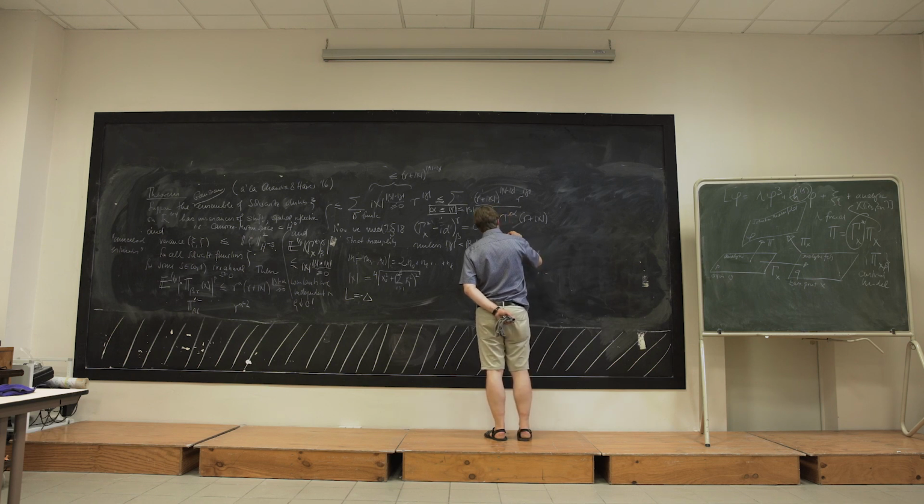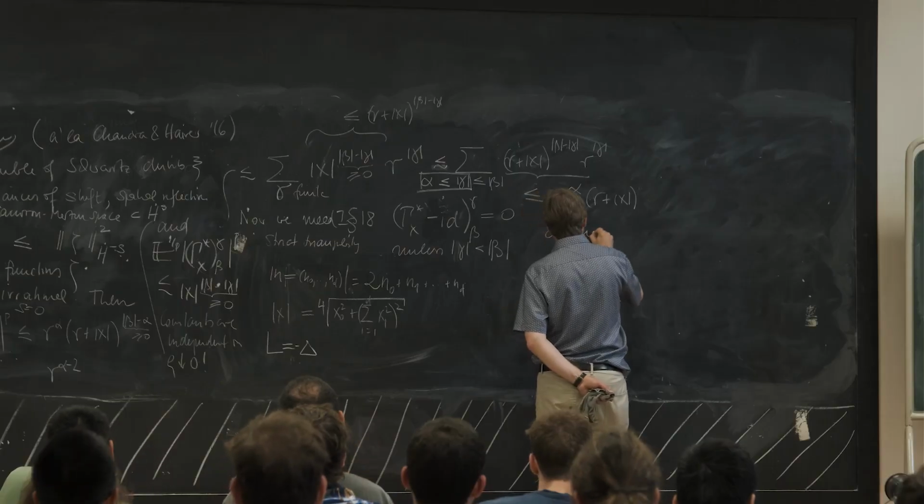Let's do it step by step. How would you define it in the Euclidean case?